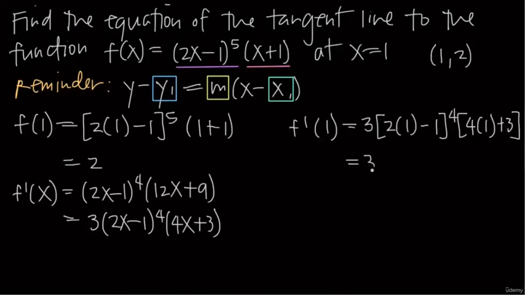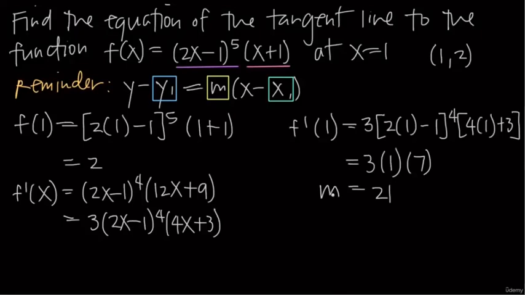So what we get here is 3. 2 times 1 is 2. 2 minus 1 is 1. 1 to the 4th power is still 1. So that's 1 for that first term. Here we have 4 times 1, which is 4. 4 plus 3 is 7. So we have 3 times 1 times 7, or just 21. So now this is the value m. So the derivative f prime evaluated at this particular point, x equals 1, is what we're going to use for the value of m.